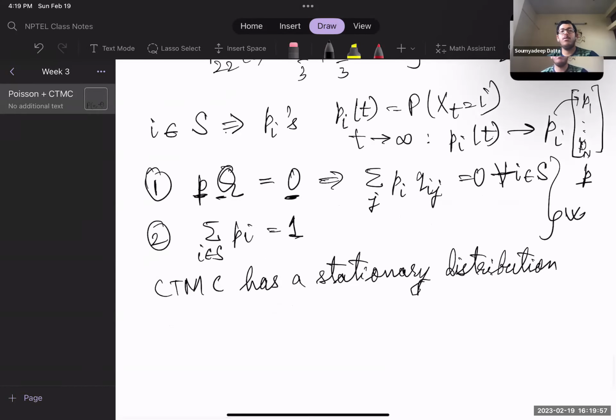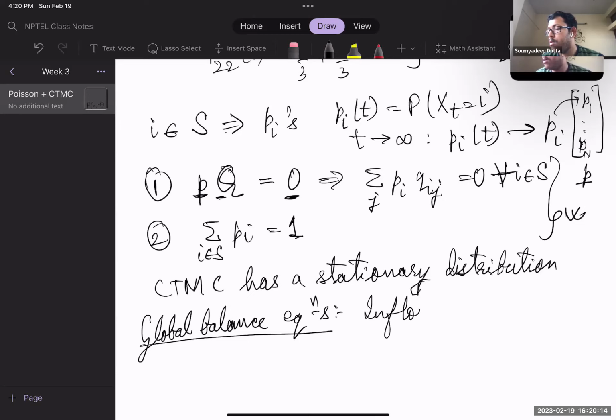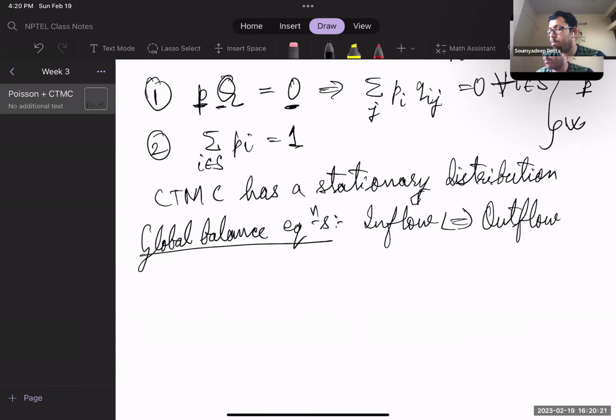And from here, you have something known as the global balance equations. The rate of inflow is the same as the rate of outflow. At any state I, there can be some outflow to another state J, and there can also be some inflow back to the state I. For stationarity, for steady state to exist, we need inflows and outflows to be balanced. So there shouldn't be any lingering flows.